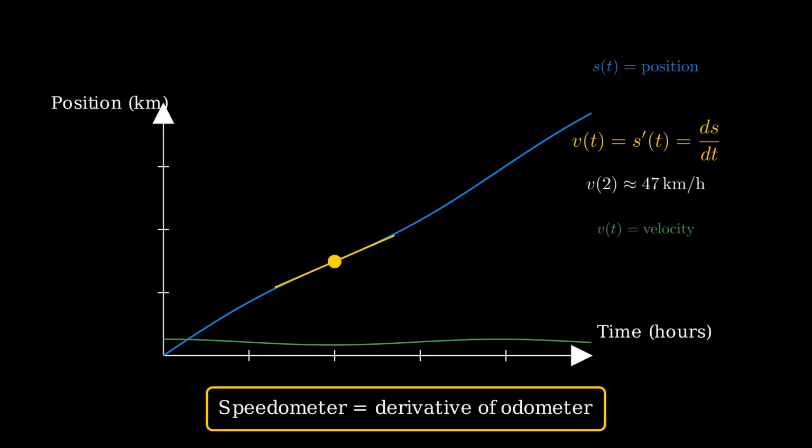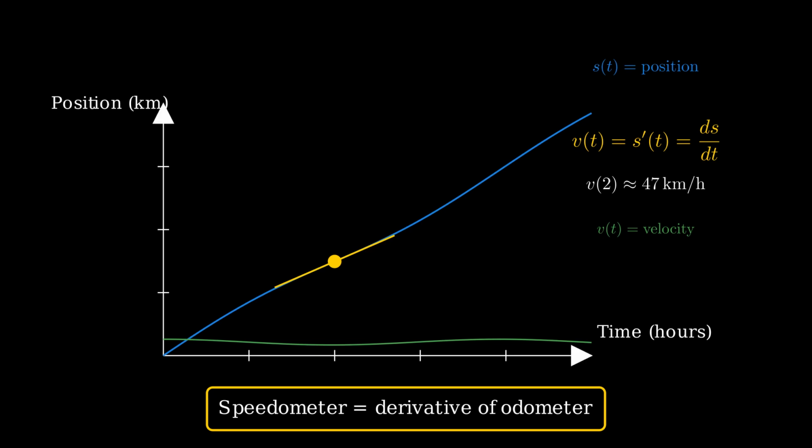Here's how it works. Imagine plotting your position on a graph. Time goes along the bottom, distance up the side. The curve bends and twists depending on how you drove. When you're going fast, the curve is steep. When you slow down, it flattens out.